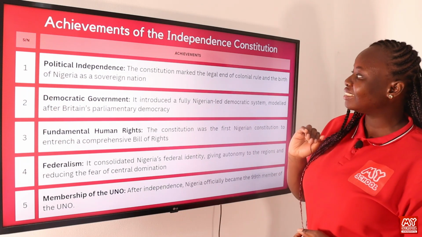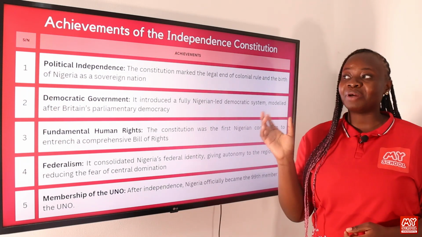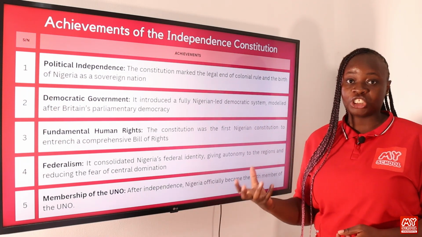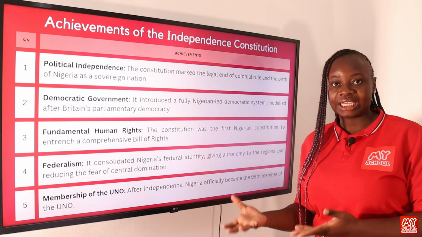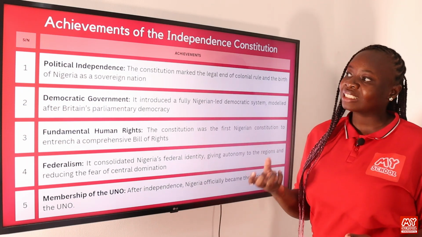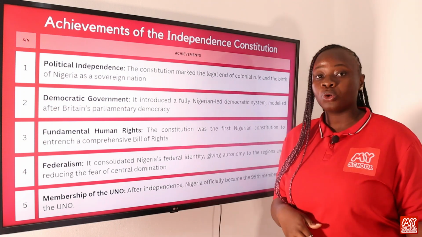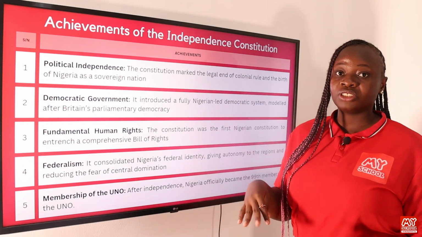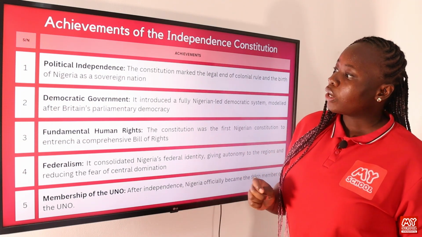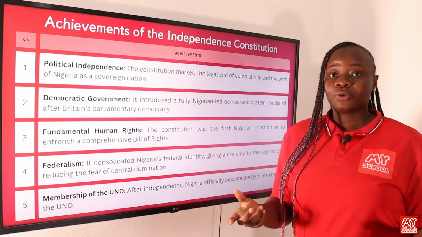The Constitution marked the legal end of colonial rule and the birth of Nigeria as a sovereign nation. So that was when Nigeria gained independence. So it is what marks Nigeria's transition from colonial rule to sovereignty, to independence. Now, another achievement is the presence of a democratic government.